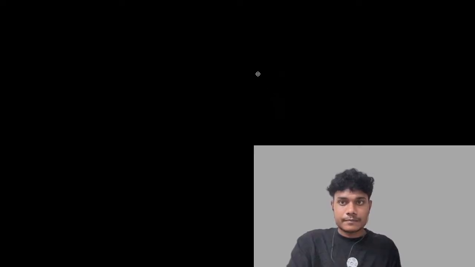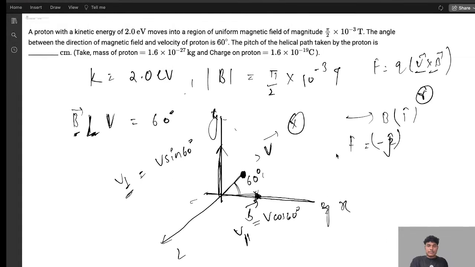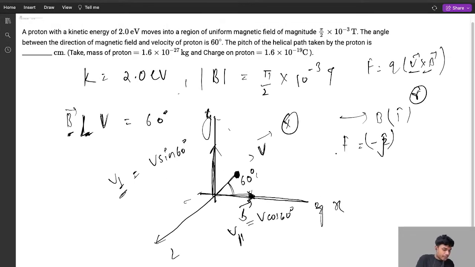Let me fix this. Okay, did you understand this? So due to this parallel component, the particle moves in the forward direction, and due to this perpendicular component, the particle moves in the circular direction.